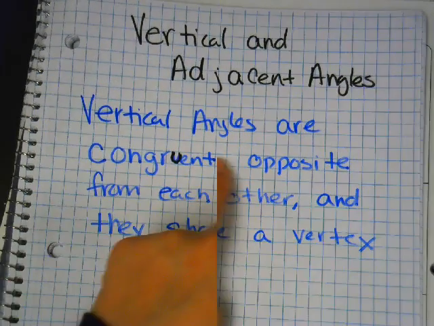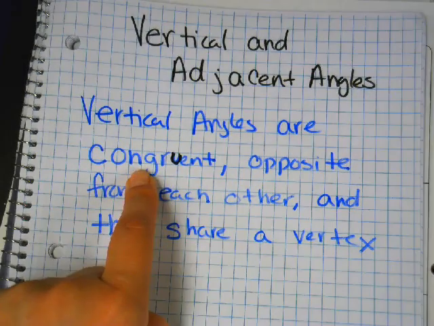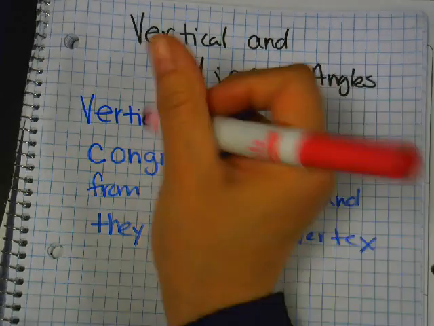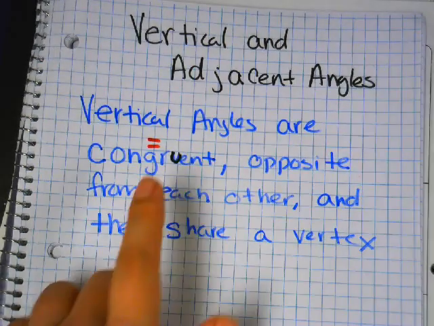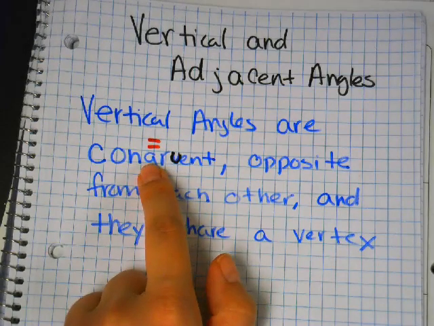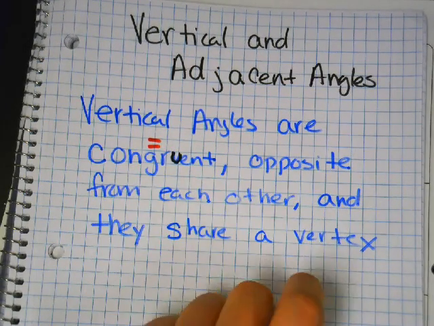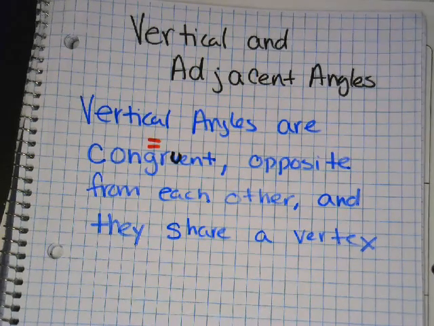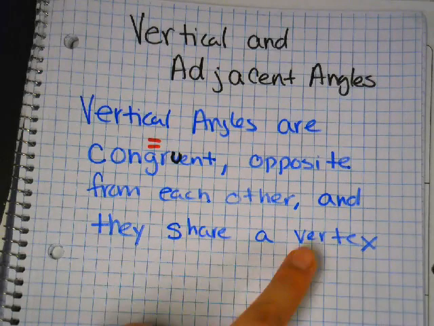Okay, vertical angles are congruent. Does anybody know another word for congruent? Opposite. Oh, the same. Okay, congruent means equal in geometry. Opposite from each other, so like vertical, one's on top, one's on the bottom, right? Vertical from each other. And they share a vertex.